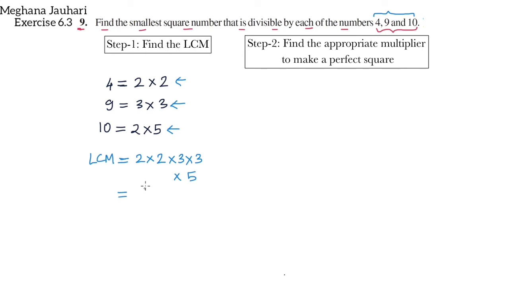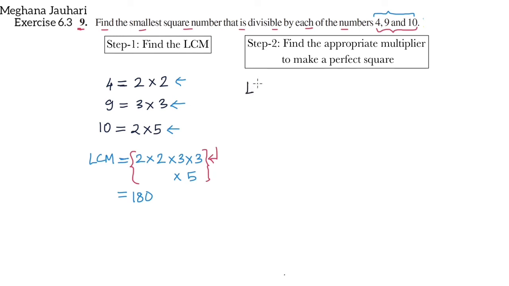Now we are going to find the product. So 2 into 2 into 3 into 3 into 5 will be equals to 4 into 9, that is 36, and 36 into 5 is 180. But we will be basically using the prime factorized form of the LCM for the next step. So in the next step, we need to find the appropriate multiplier to make a perfect square, right?